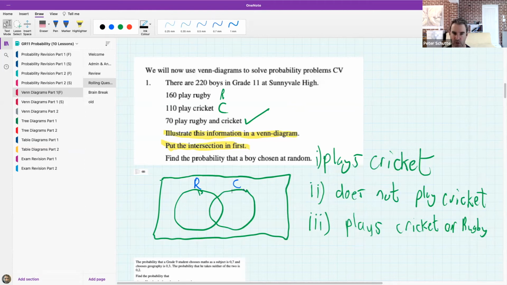So first question, what's the probability that a randomly chosen person plays cricket? But in order to do that, you're going to have to fill out your Venn diagram first. It says start with the intersection, which is 70. So 70 people play rugby and cricket. I want to know from my students, how do we work out this zone over here, given that I've got 70 here and I've got 160 here? Who would like to tell me, raise your hand and tell me how I get to the promised land there?